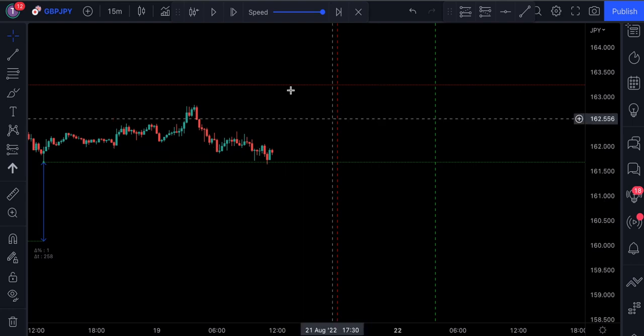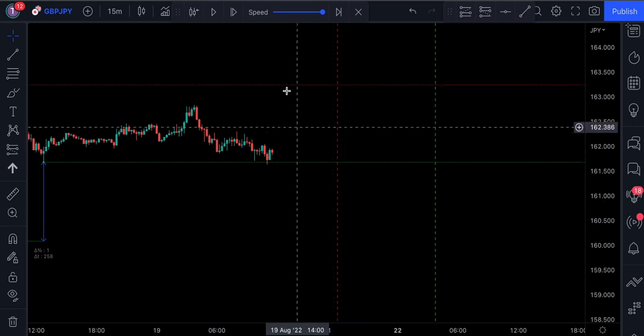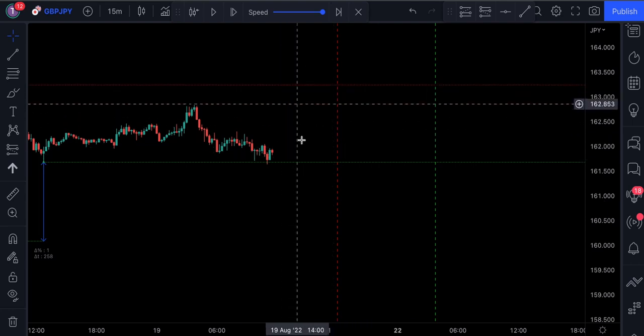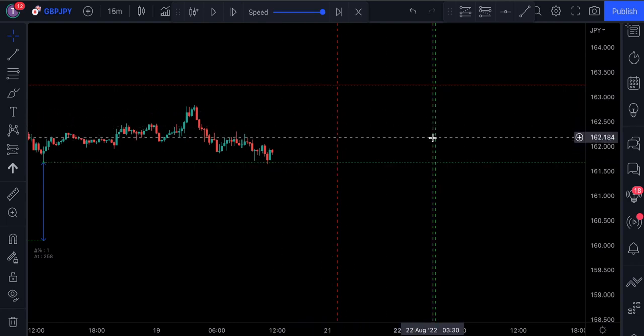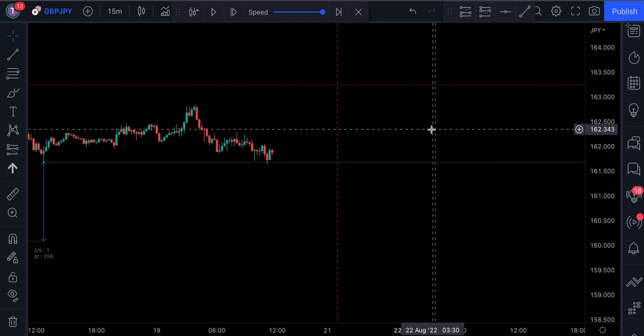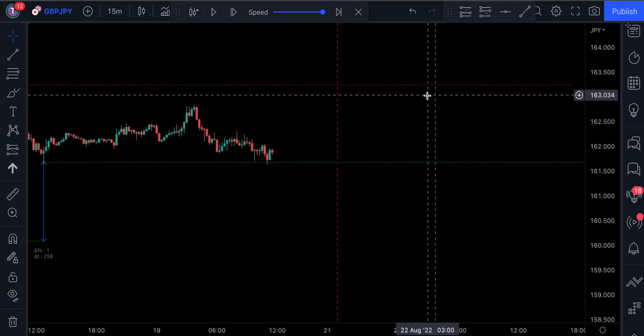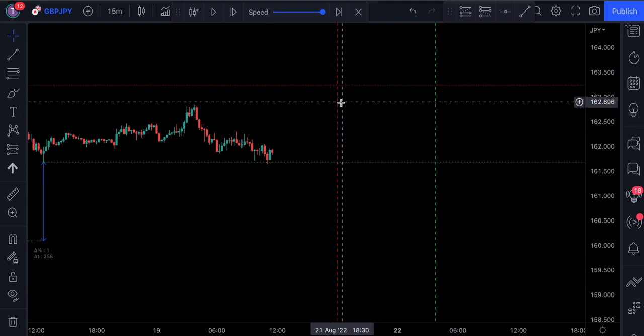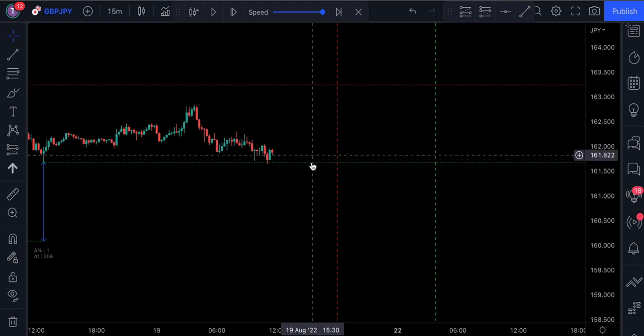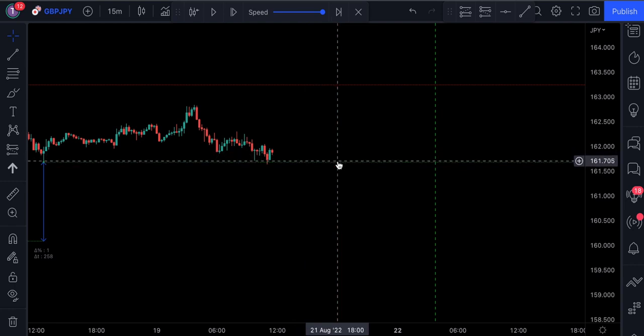Notice we've got two horizontal lines on our chart. The red one indicates the resistance, the green one indicates the support. And we've also got two vertical lines. These are the time estimates when the price action is supposed to hit the bottom and the top of these horizontal lines. For example, a vertical red line indicates that the price action is expected to reach this horizontal green line right at this time.